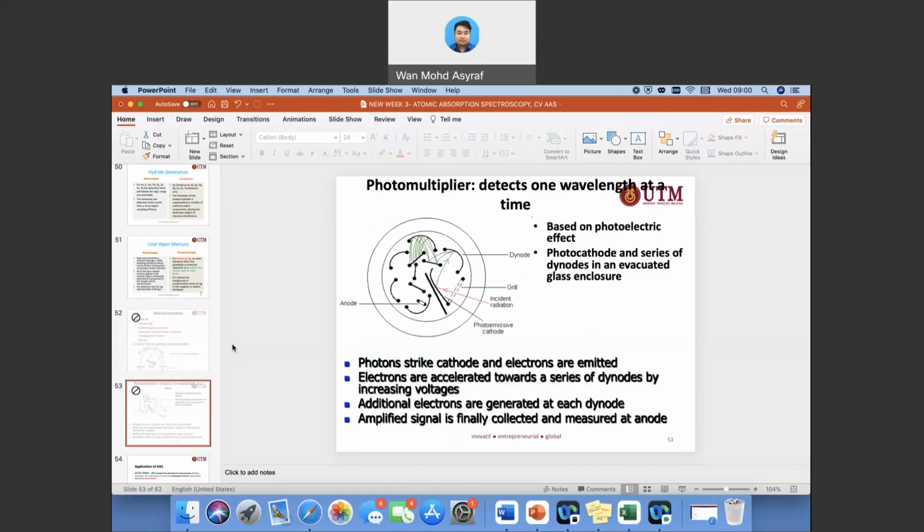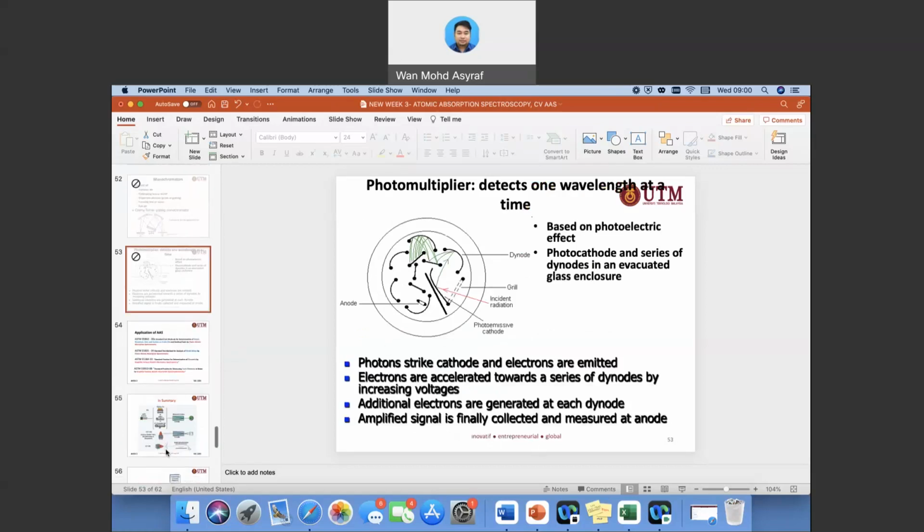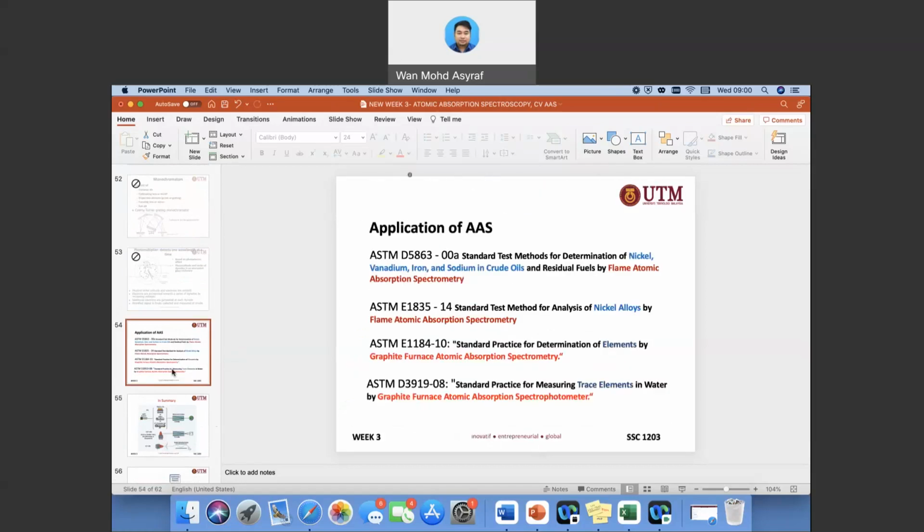So the photomultiplier tube is the detector that you have learned before. The function is still the same, the process is still the same. So these are the applications of AAS. You can see here there are a lot of standard methods corresponding to atomic absorption spectroscopy. You may take a look into it later on.